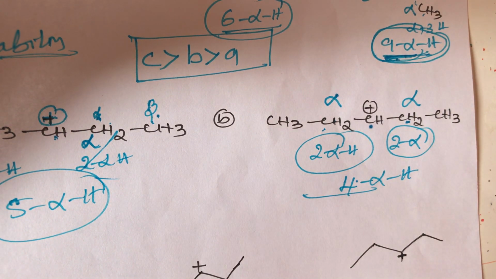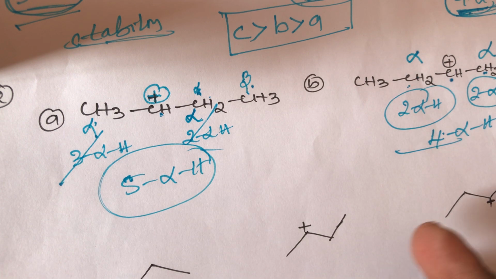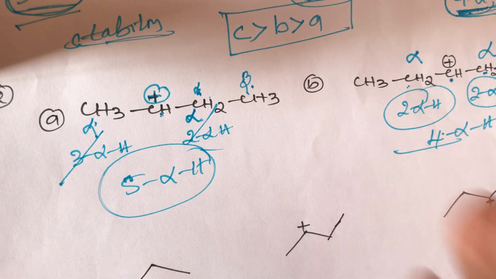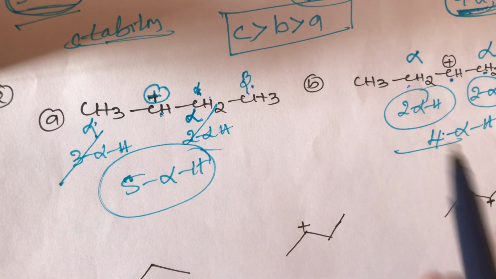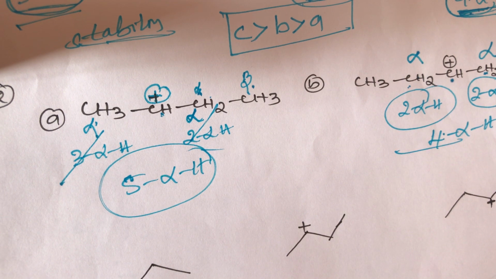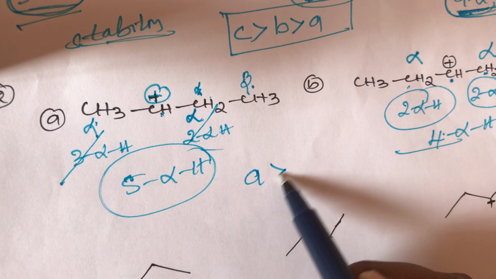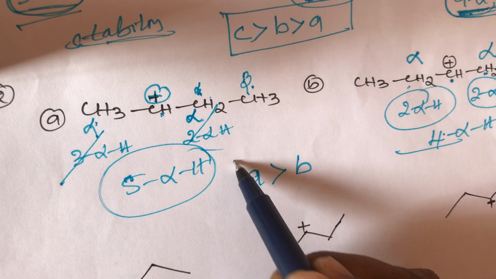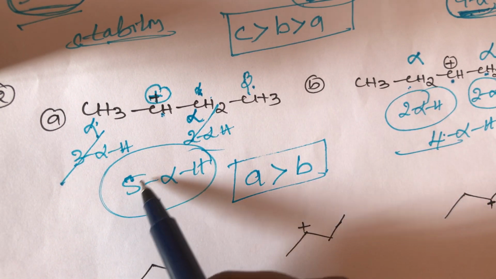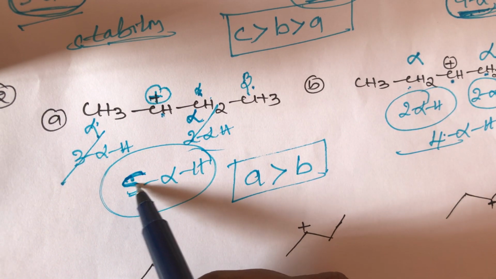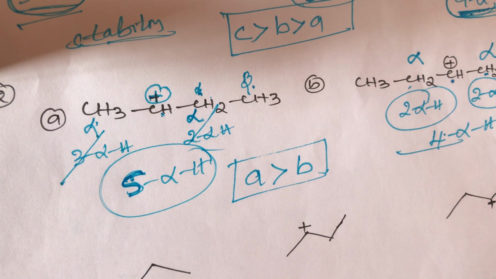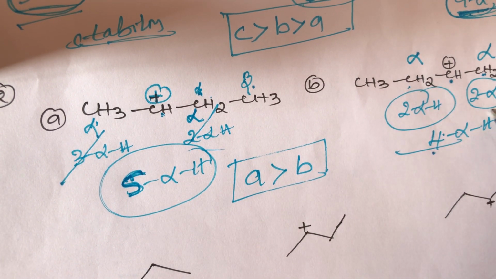So, out of these two, which one is more stable? The one with more alpha hydrogens is more stable. So A is more stable than B. Why? Because compound A has 5 alpha hydrogens, and compound B has only 4 alpha hydrogens.